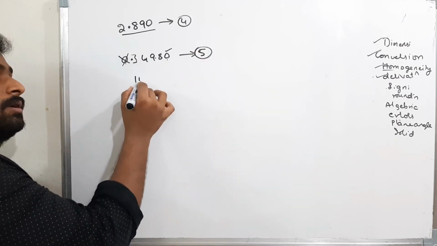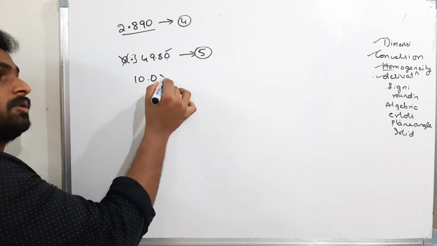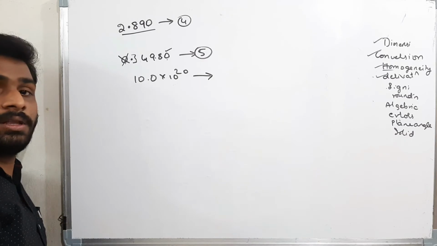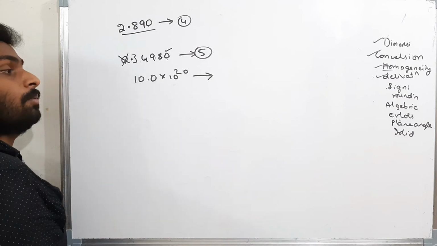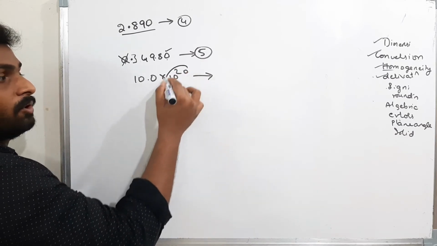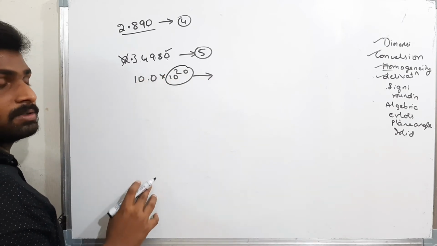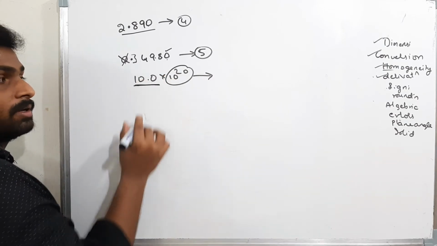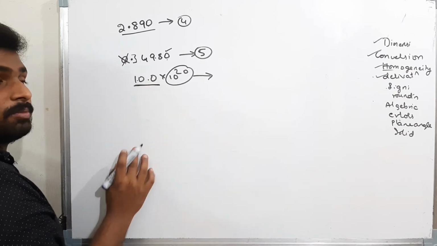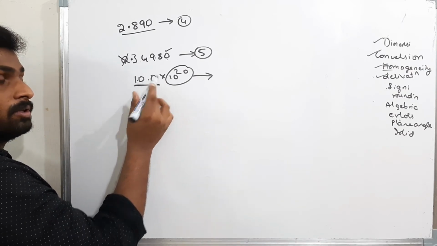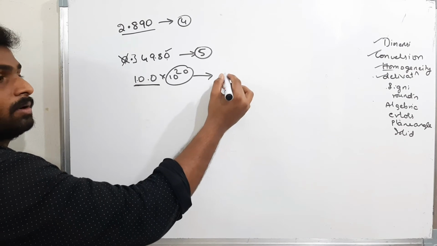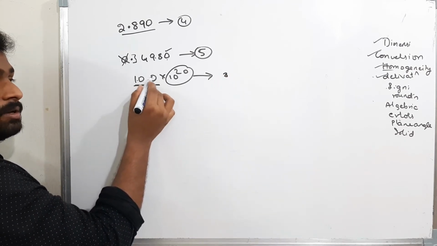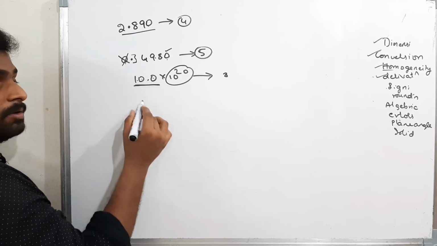Now, next one, 110.0 into 10 power 20. How many significant figures are there? This 10 power 20 will have no significant figures. I should see the number of significant figures here. How many? 110.0 means 1, 2, 3, 4. Therefore, nothing but 4 significant figures. A decimal point is there. If a decimal point is there, then the right side zeros are counted.